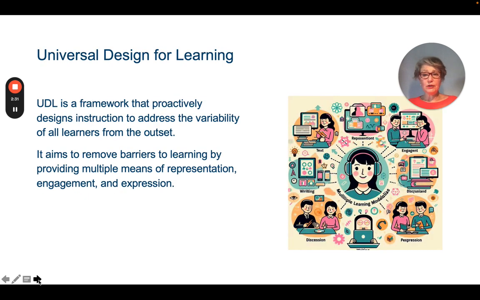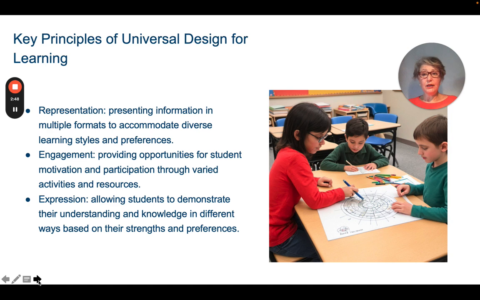Universal design for learning is a framework that designs instruction to address the variability of all learners from the outset. It aims to remove barriers to learning by providing multiple means of representation, engagement, and expression. The key principles are the following.